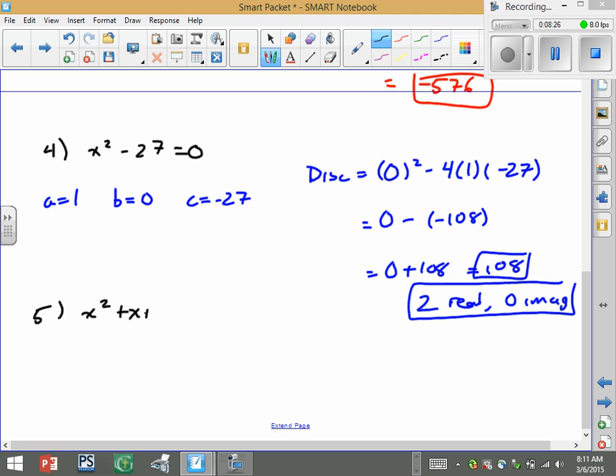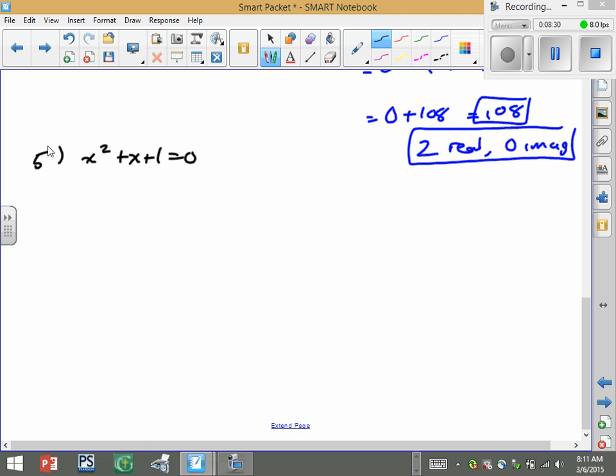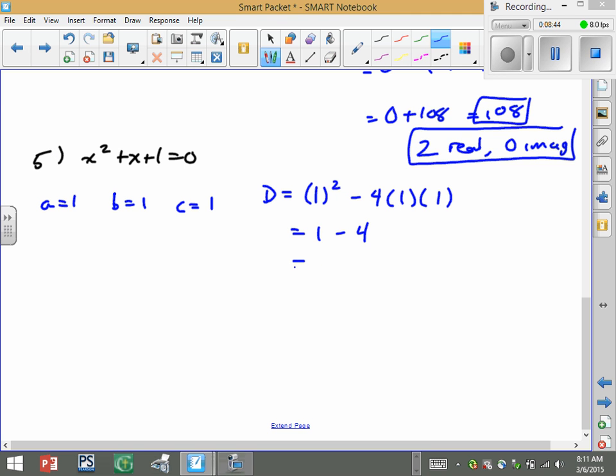x squared plus x plus 1 equals 0. So a here is 1, b is 1, c is 1. So we have b squared, right? The discriminant equals b squared minus 4 times a times c. So we have 1 minus 4, negative 3, which tells me I have 2 imaginary and 0 real solutions.